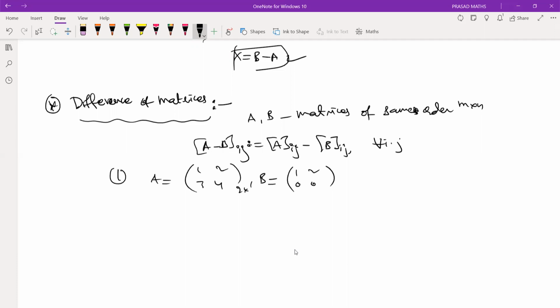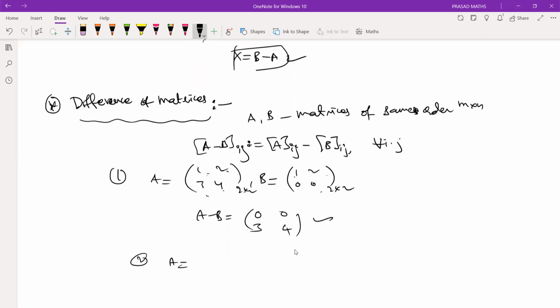So these are of the same sizes. These two are matrices of the same sizes. Therefore, A minus B is what? See, orders are the same. So it's enough to subtract the corresponding elements. So 1 minus 1, 0. 2 minus 2, 0. 3 minus 0, 3. 4 minus 0, 4. Right?